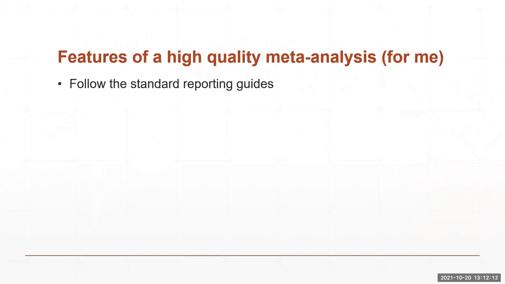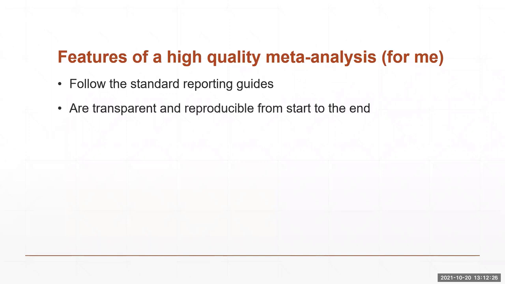The first one is that high quality meta-analyses have to follow the standard reporting guides, for example, the MARS, or in psychology, we often use the PRISMA guidelines. I will show you how it works after. They are transparent and reproducible from start to end. And since we are in a reproducibility session, I think that you know how important it is that a study is reproducible and, more importantly, a meta-analysis.